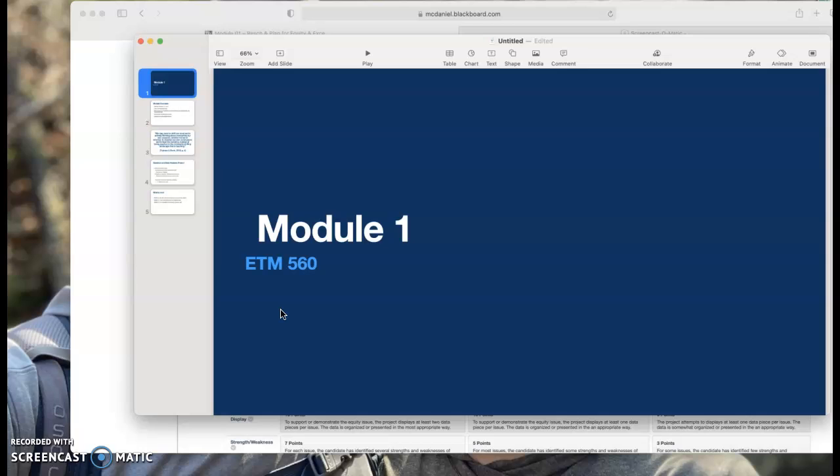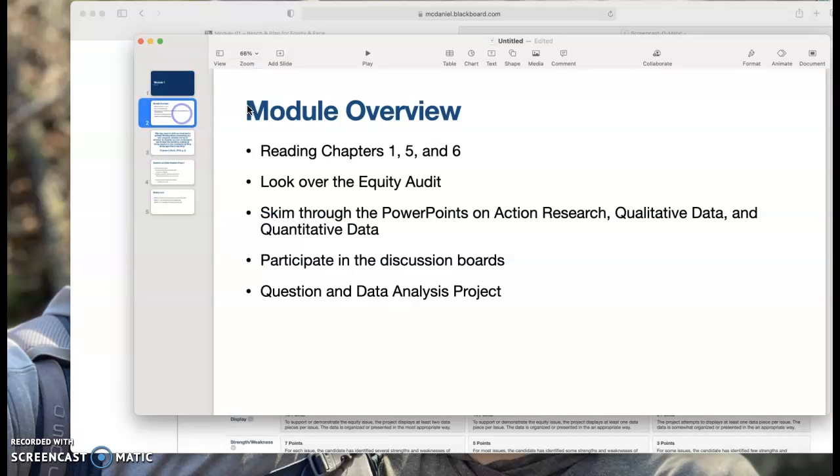This module goes from the 15th to the 28th. So let's take a second to look over what's in this module, and then we'll talk about why this module is important and where we're going next. So in Module 1, you'll read chapters 1, 5, and 6.